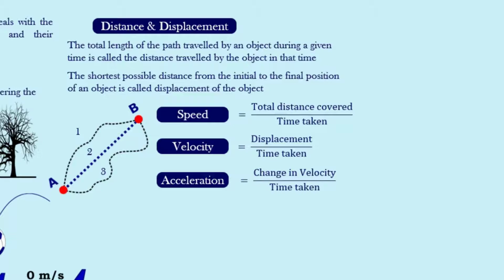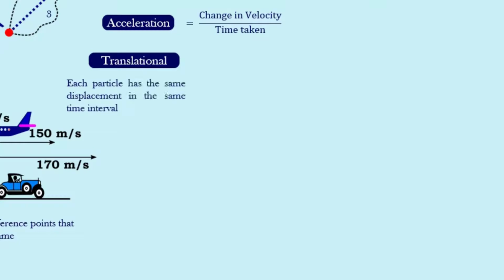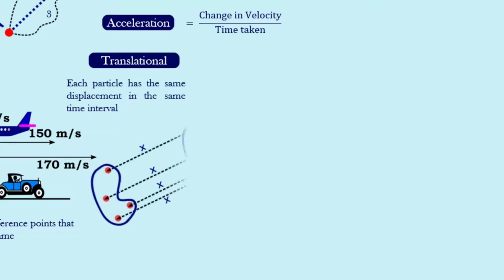In general, they are classified into three main categories. These are translational motion, rotational motion, and oscillatory motion. A body is said to have translational motion if each particle of the body has the same displacement in the same time interval. In other words, in this type of motion, every particle of the body covers a definite distance in a definite time in a linear path.